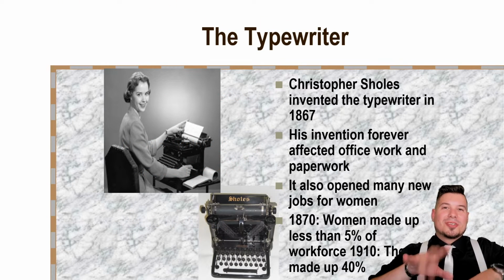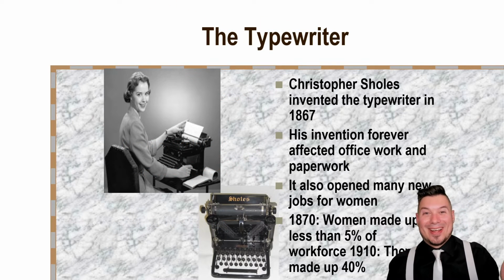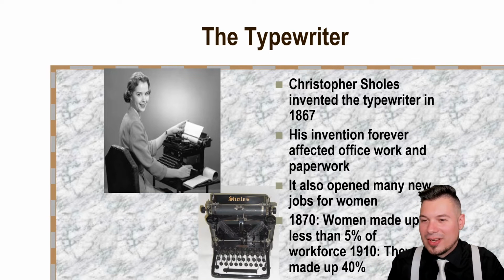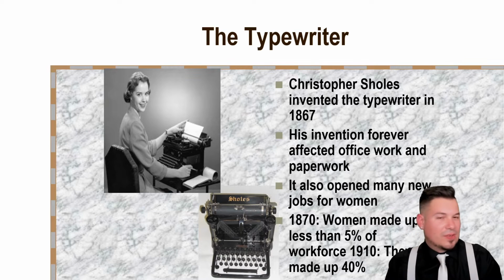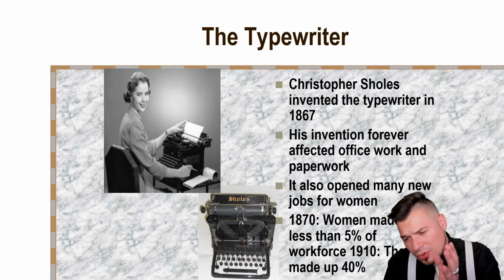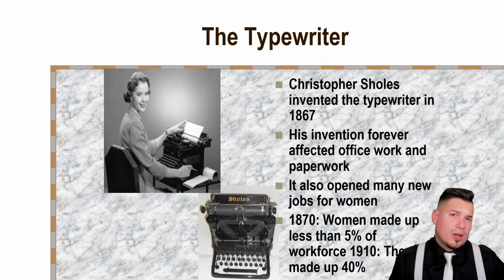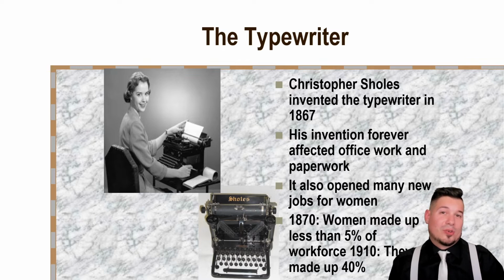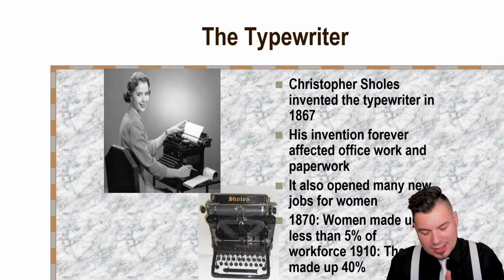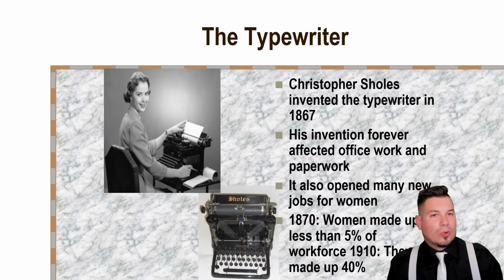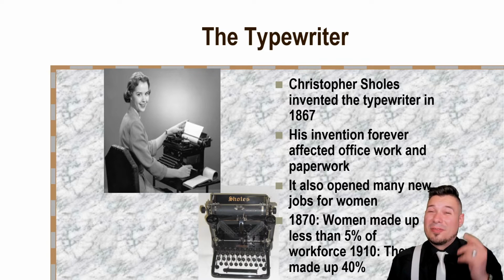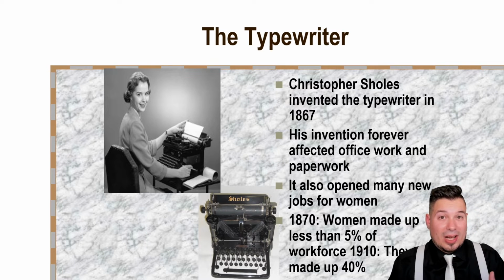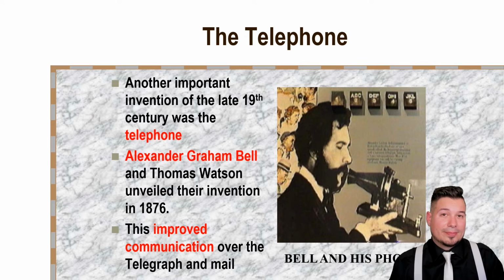Another one is the ching, ching, ching, ching, bing, the typewriter. Man, we see the typewriter everywhere. Christopher Sholes invented the typewriter in 1867, and his invention forever changed office work and paperwork as a whole. It opened a new avenue for jobs for women, which again, we know women can do way more than just this, but obviously back then it was a foot in the door, and that's huge. By 1870, women made up about 5% of the workforce, and by 1910, they're going to make up to 40% of the workforce. And a lot of that's because of those secretarial jobs, thanks to the typewriter.